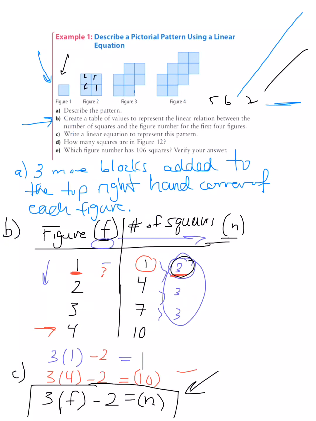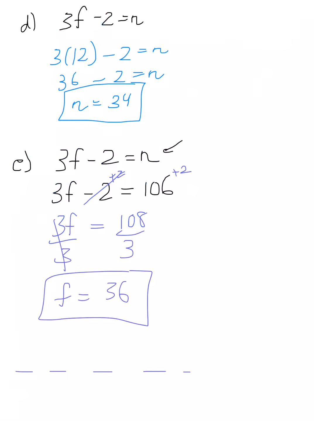Okay, so the steps we took here was we recognized the pattern, we made a table, we used the table to determine the equation. That's kind of the hard part. We'll do a couple more to get the hang of that. Then we use the equation to either solve for one or the other variables.